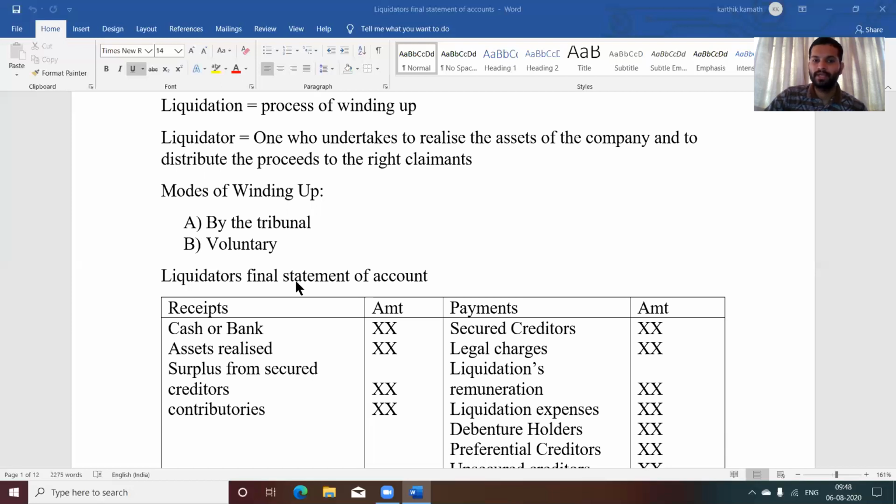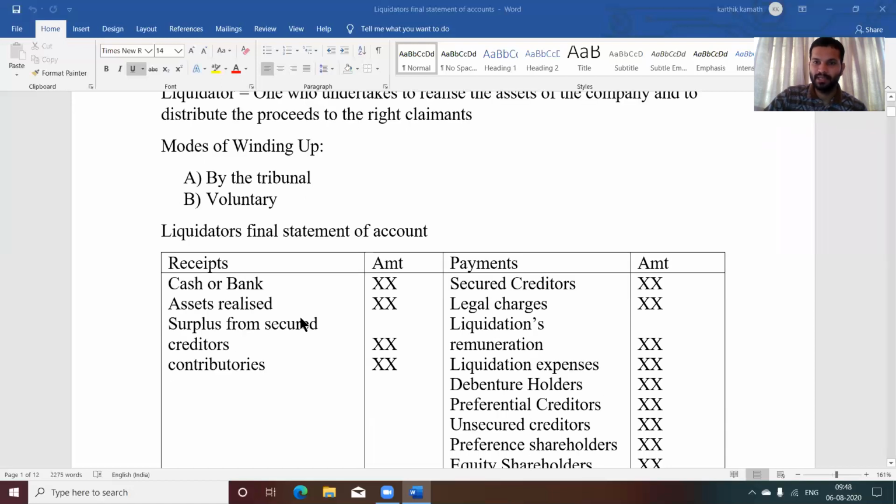Now the liquidator's final statement of account is one kind of cash book. In a cash book, there is a receipt side and there is a payment side also. On the receipt side, there is cash or bank balance, assets realized, and surplus from secured creditor and contributories. Contributories: whenever there are calls in advance or calls in arrears, that information comes here. Suppose there are partly paid shares and you convert them into fully paid shares, then also contributory adjustment will be there.